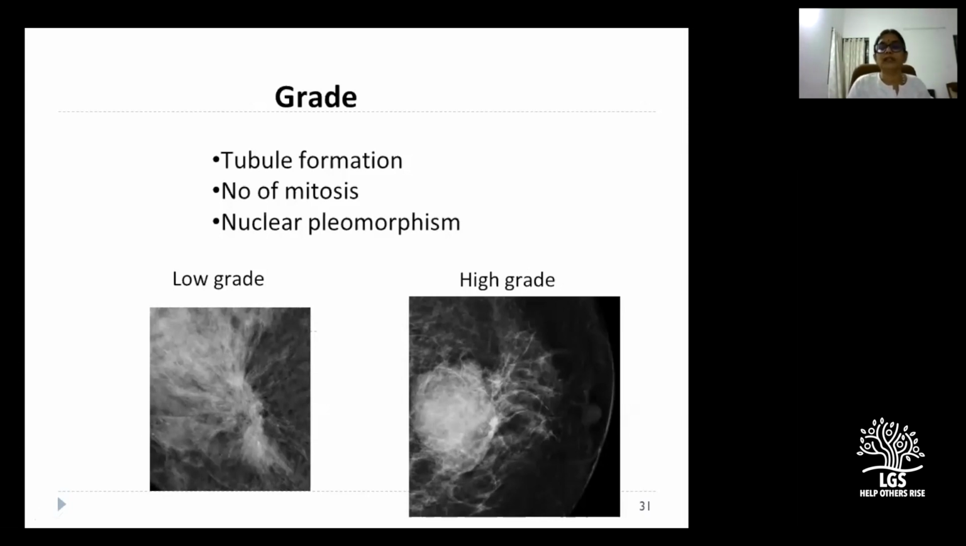The host has enough time to recognize it as tumor, and it produces some reaction around it, and that is what you see as spicules. So the low grade tumors tend to be strongly ER positive, with very little blood flow into it, and a low proliferative index.